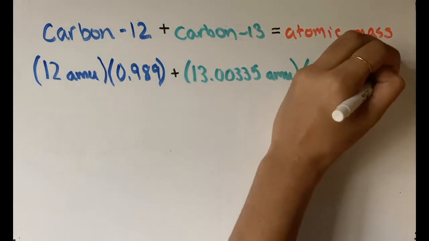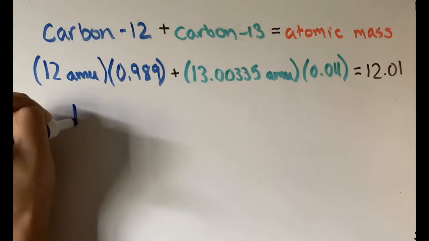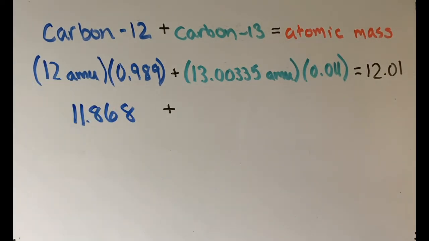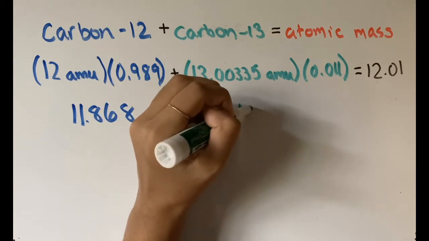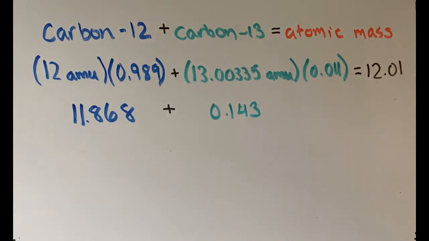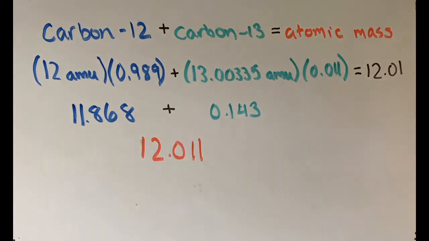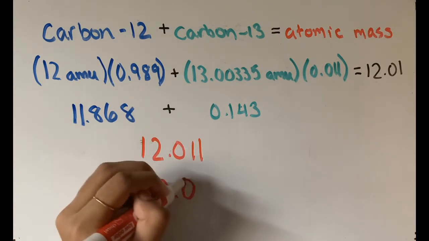These should add up to the atomic mass, 12.01. Let me do it out just to be sure. 0.989 times 12 is 11.868. 0.011 times 13.00335 is about 0.143. 11.868 plus 0.143 is 12.011, which can be rounded to 12.01.